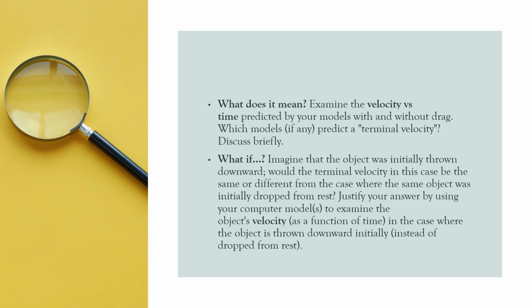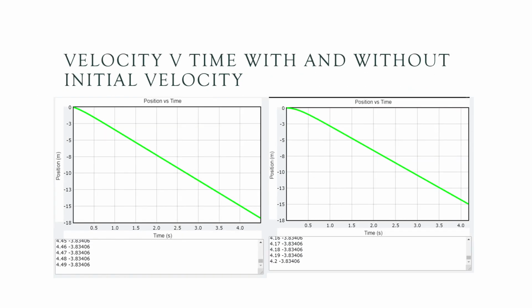Alright, the what if. Imagine that the object was initially thrown downward. What would the terminal velocity in this case be? Would the terminal velocity in this case be the same or different from the case where the same object was initially dropped from rest? Basically what that means is, will the terminal velocity be different if you have an initial velocity input? And so as you can see, you cannot tell the difference between my two graphs. One of them has an initial velocity input and one of them has no initial velocity, and as you can see, they both eventually reach the same constant terminal velocity, which shows that an initial velocity does not have an effect on the terminal velocity.